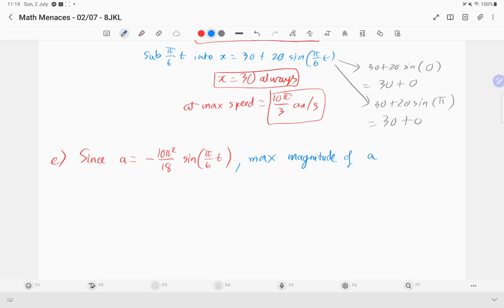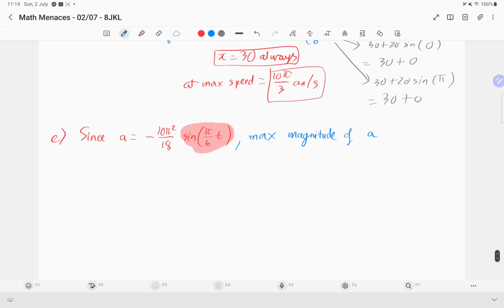The maximum magnitude of acceleration is when this thing is equal to, the max magnitude of a is when the sine part is 1 or negative 1. Does that make sense, Blake? Yes. When the sine part is 1 or negative 1, it's actually just the top and the bottom point. Right, and then we know it's 2 cycles, so it will be 4 answers.